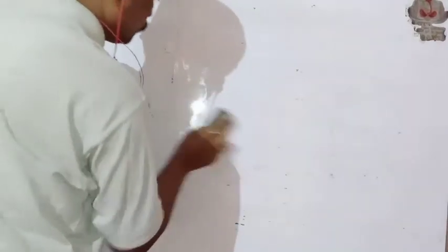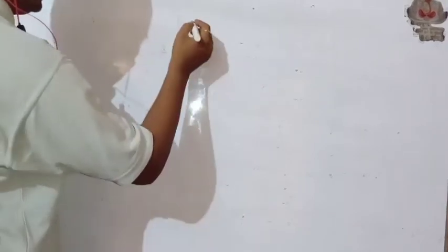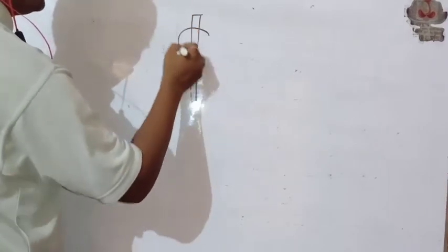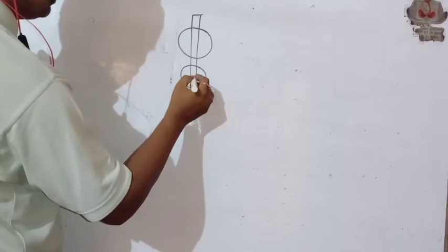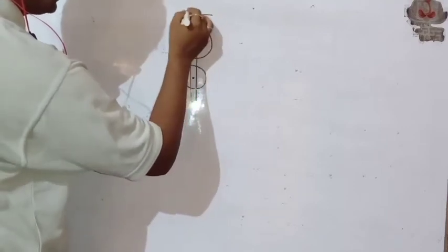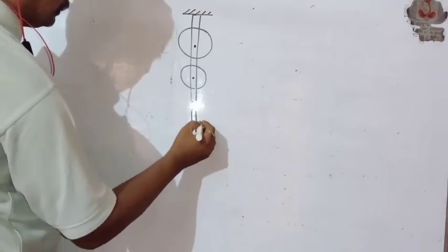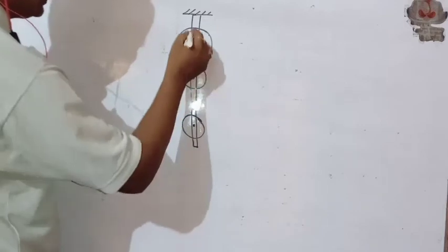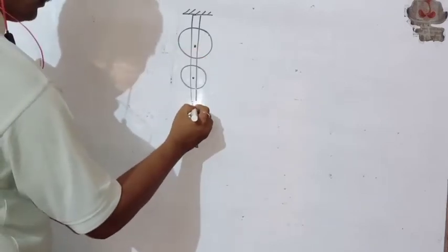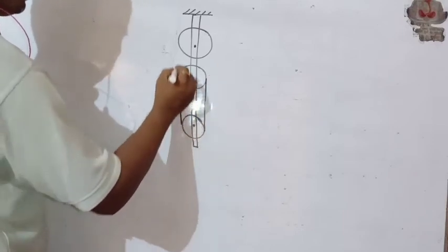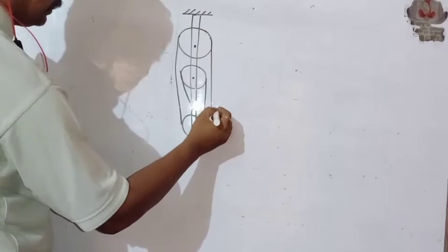In a block and tackle system, we use two groups of pulleys. One group is a group of fixed pulleys and another is a group of movable pulleys. For example, we are first drawing a block and tackle system with 3 pulleys. So we are taking 2 fixed pulleys and 1 movable pulley. This is connected in this way. This is the fixed pulley and the movable pulleys are connected in this way.